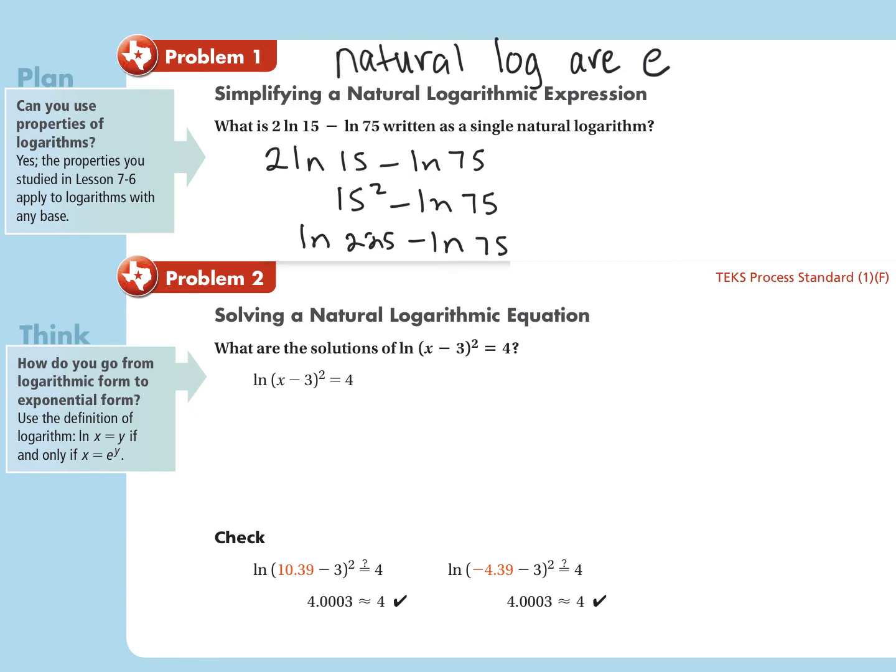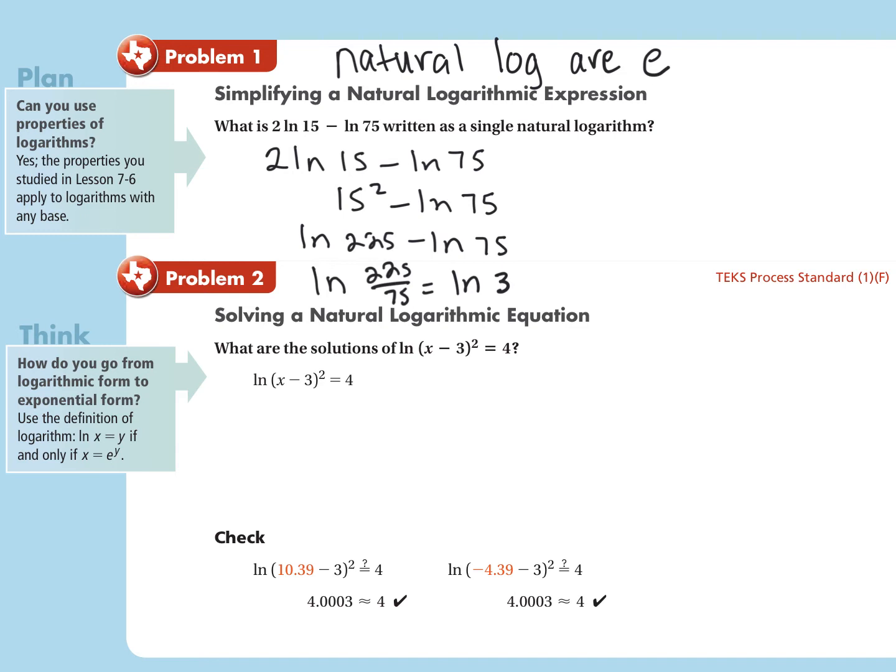Now to make this into a single log, we're going to use the same properties as we had mentioned when we're dealing with logs. We have power property, we have product property, quotient, and inverse. This is a quotient property, so you have natural log of 225 divided by 75. So you have the natural log of 3.